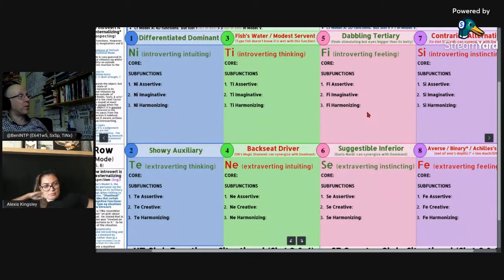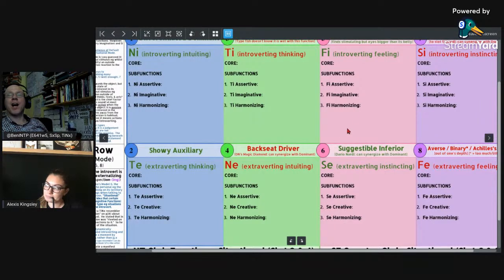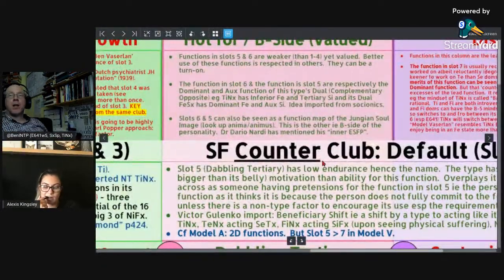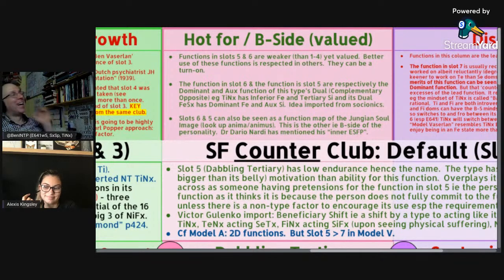No, it is compatible. It's just not as good theoretically as the dual relationship, because theoretically INTJ likes SE a little bit more than FI, and ISFP likes TE a little bit more than NI. So theoretically, ENTJ would be the best fit for ISFP. The function slots are respectively the dominant and auxiliary of this type's dual. So that's the complementary opposite rather than the conflicting opposite. Your conflicting opposite would be ESFJ, and your complementary opposite is ESFP. Yeah, same valued functions, the gamma functions.